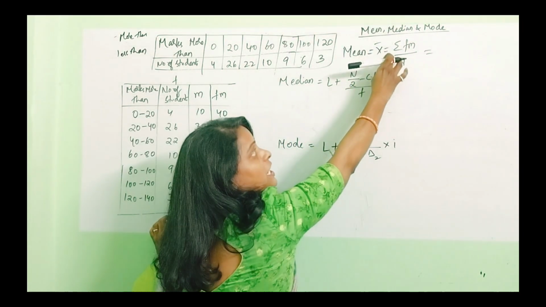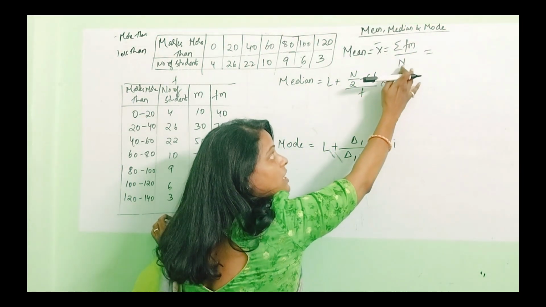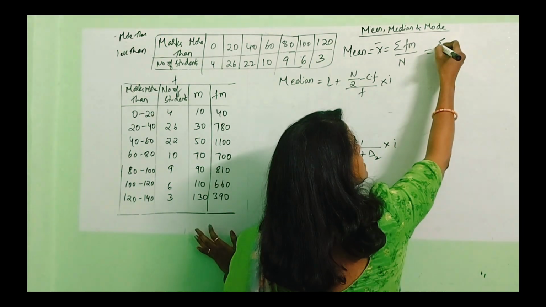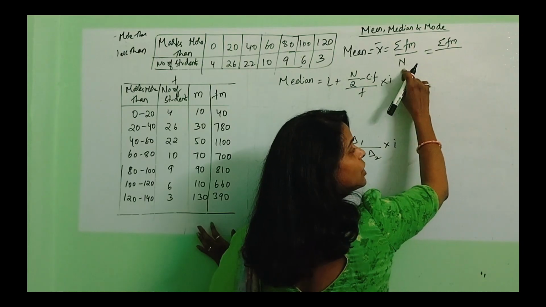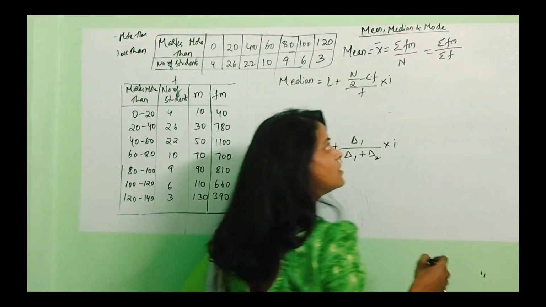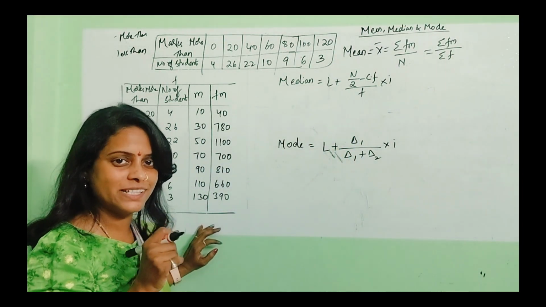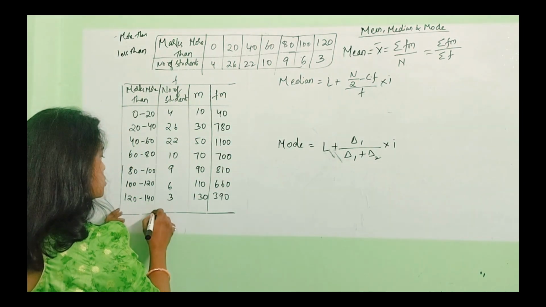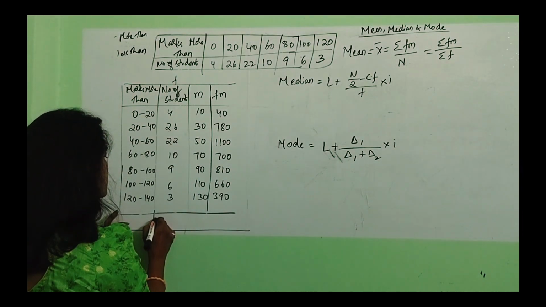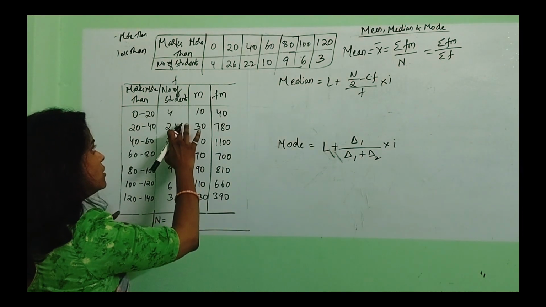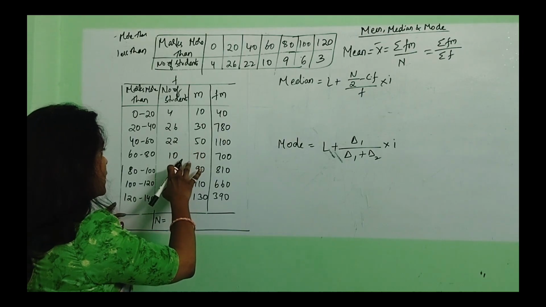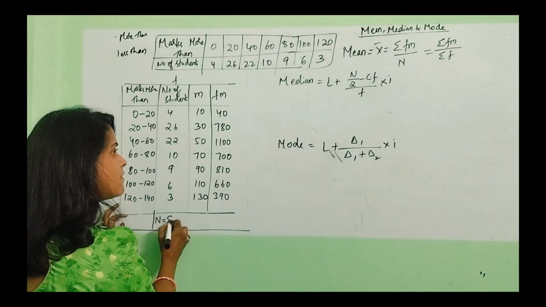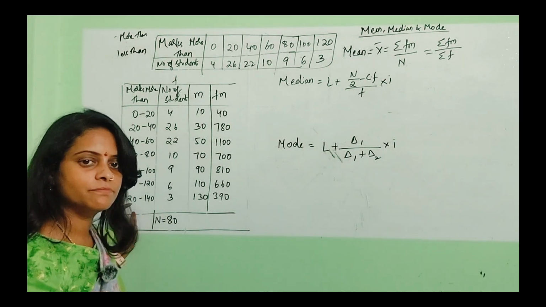What we have to do? We have to find out sigma fm. What is the n value in continuous series? You all know that. The n value in continuous series will always be the summation of frequency. So add all the frequency values, that is n, and add all the fm values. What you will get here? 4, 26, 28, 30, 40, then 80. So the value is 80. Done.